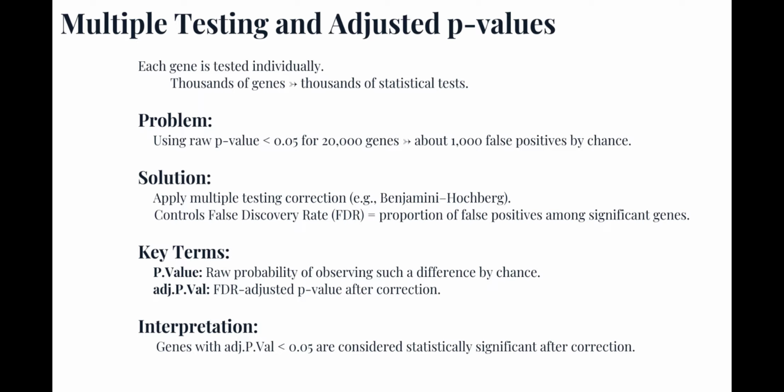So to fix this, we use something called multiple testing correction. The most common method is the Benjamini-Hochberg procedure, which gives us the adjusted p-value, also known as the false discovery rate. So the adjusted p-value estimates how many of the significant genes might be false positives. If you use an adjusted p-value less than 0.05, it means among the genes you call significant, only about 5% are expected to be false discoveries. So the adjusted p-value gives us a more reliable way to select truly significant genes, especially when testing thousands at once.